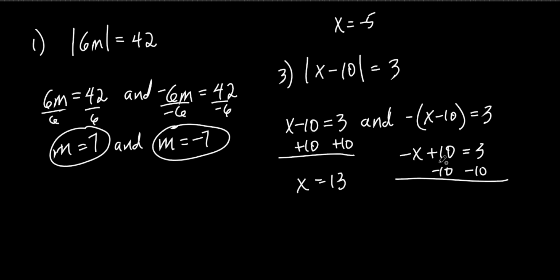All right. So I'm going good. Here we go. I'm on a roll. So we got negative x equals... What's 3 minus 10? That's supposed to be a 3. It's negative 7, isn't it? All right. And so x is going to be what?